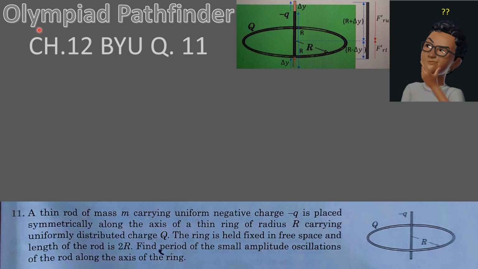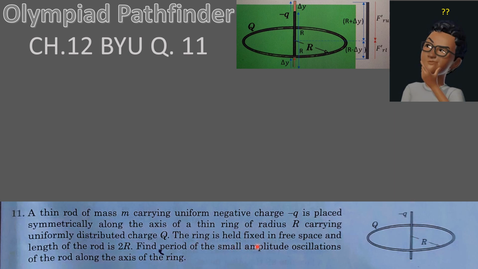This question is from Olympiad Pathfinder, Chapter 12, Build Your Understanding, question number 11. The question is, a thin rod of mass m, carrying uniform negative charge -q, is placed symmetrically along the axis of a thin ring of radius R, carrying uniformly distributed charge Q. This is the ring. This is the rod.